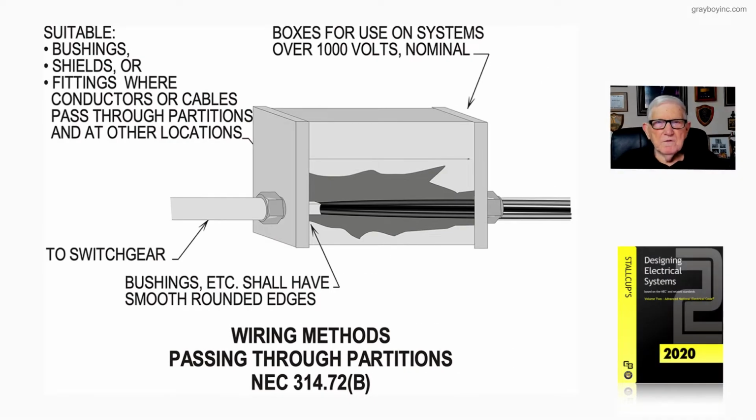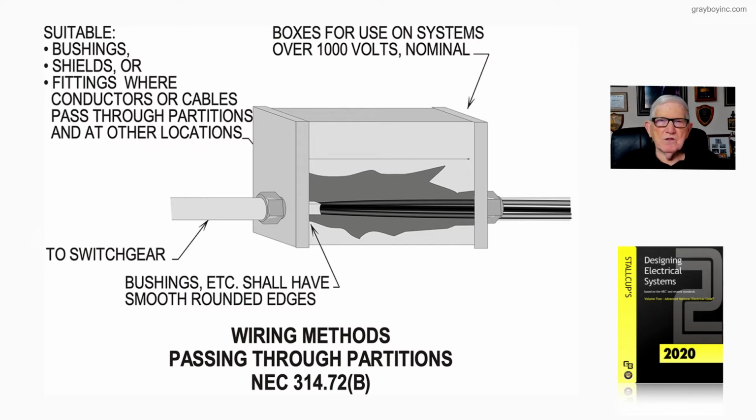Now let's look at this figure 17-34, dealing with wiring methods, passing through partitions. NEC 314.72(B). Now, reviewing the box itself, boxes for use on systems over 1000 volts nominal.